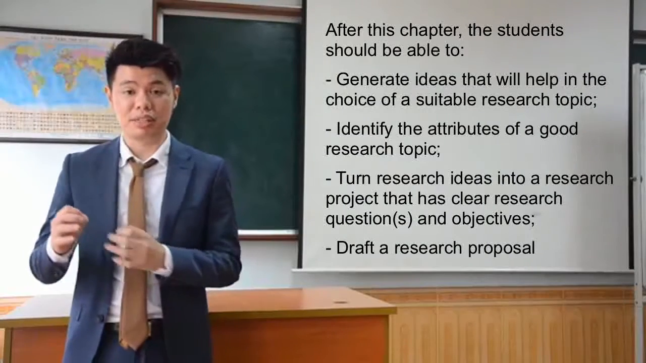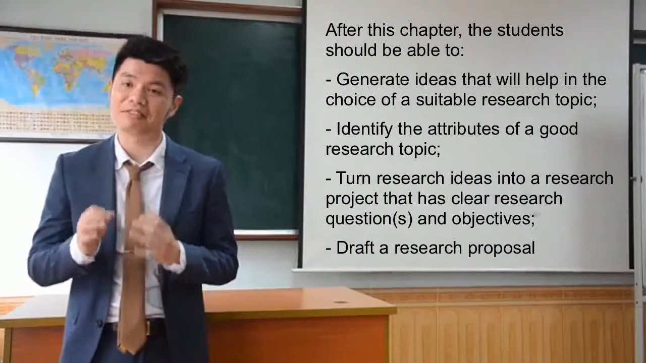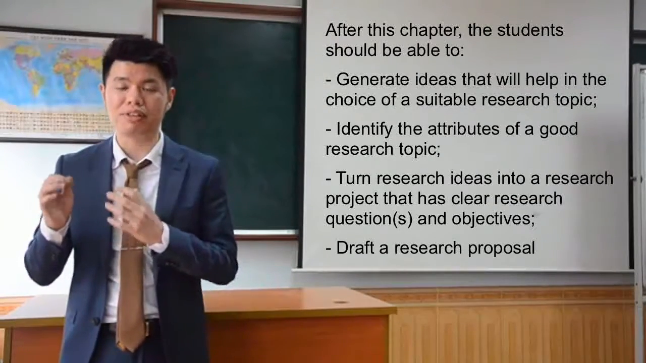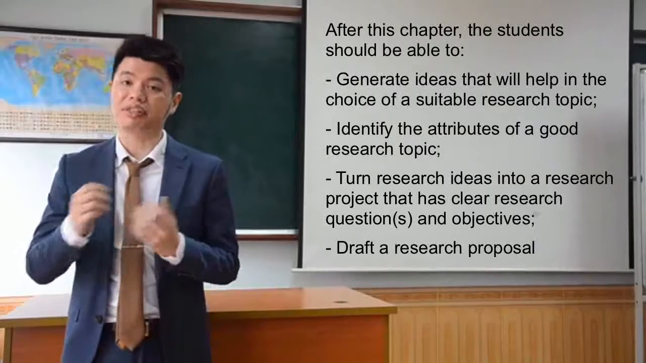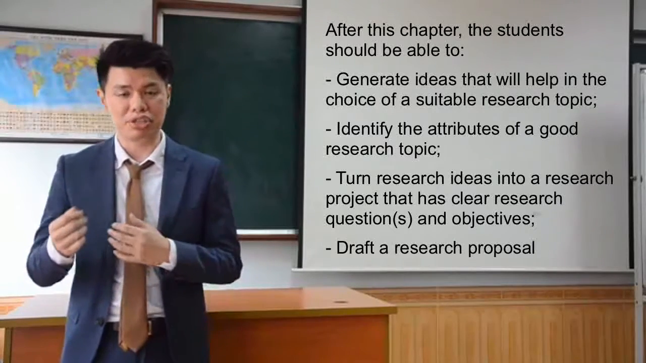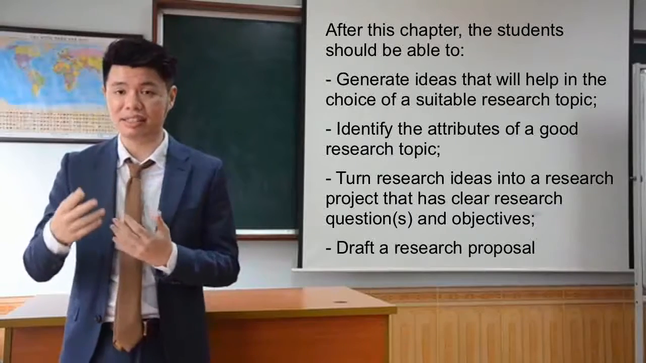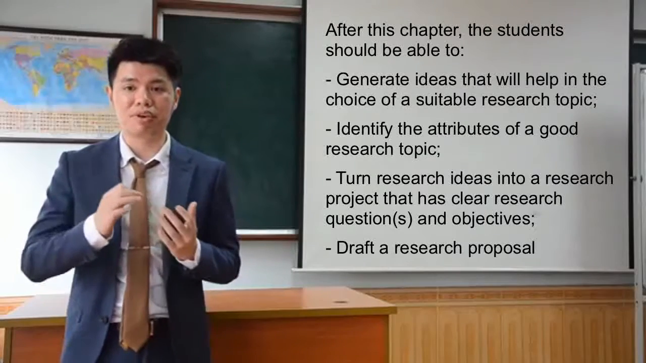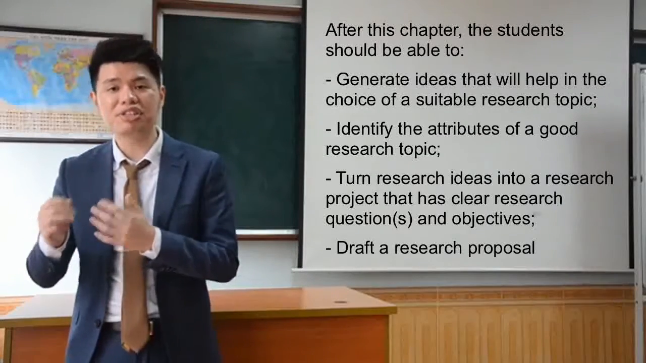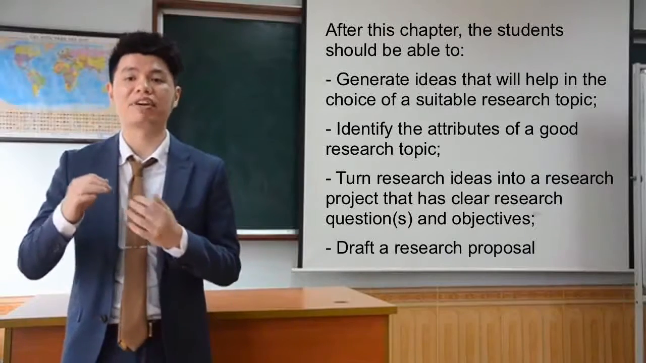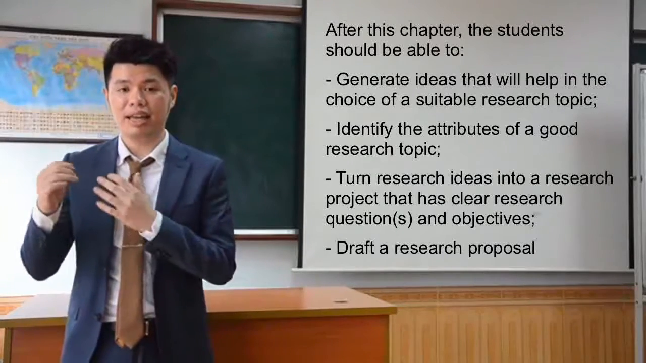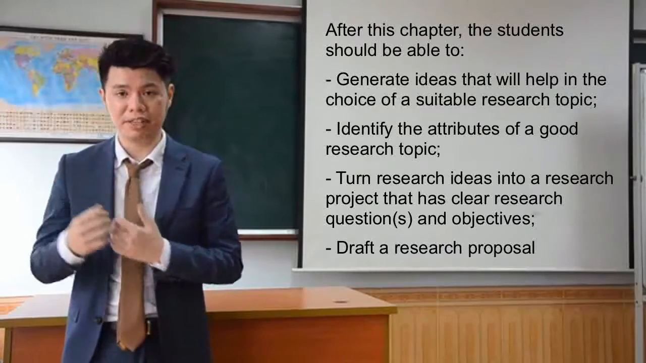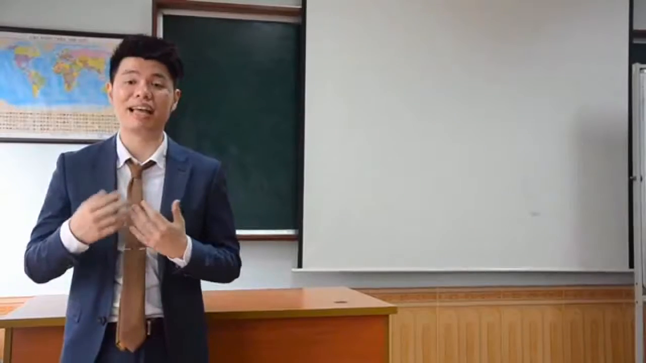Chapter 2 is dealing with formulating and clarifying the research topic. After this, the students will be able to generate ideas by themselves using different techniques like relevance tree, brainstorming, asking for consultation from experts, and so on. They should identify the attributes of a good research topic and turn research ideas into a research project that has a clear research question. And in the end, they need to draft a research proposal by themselves to convince the audience and also to organize the ideas.